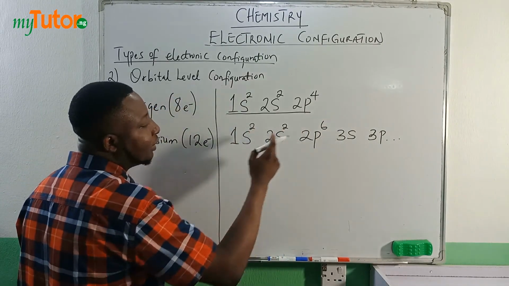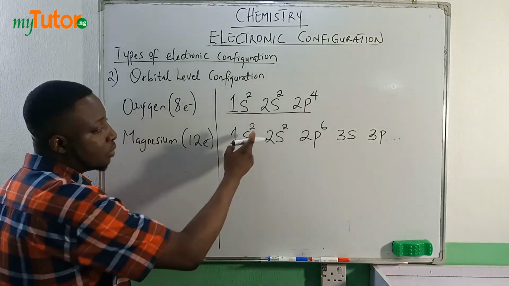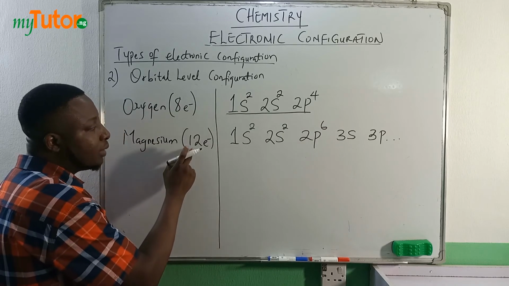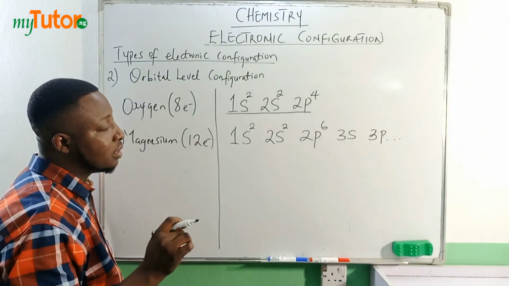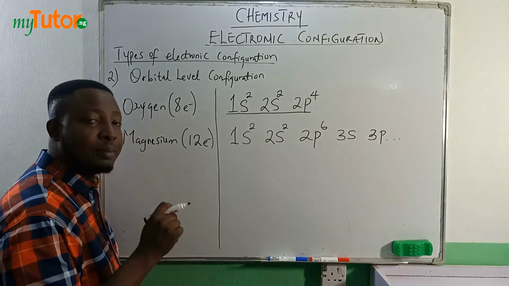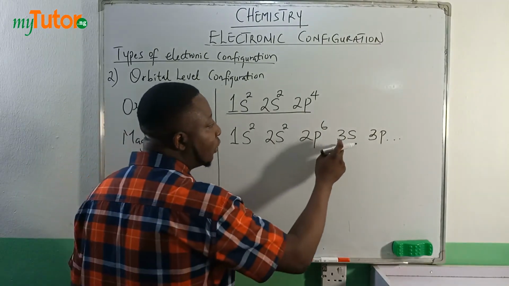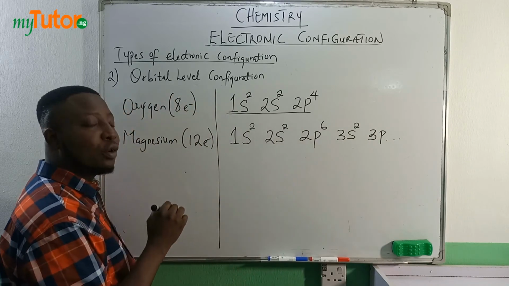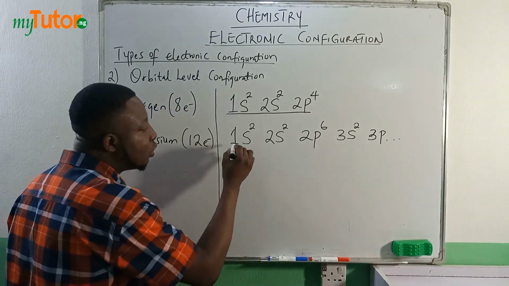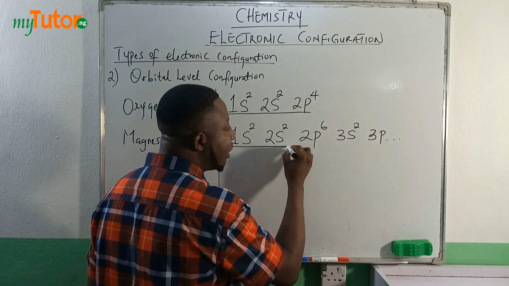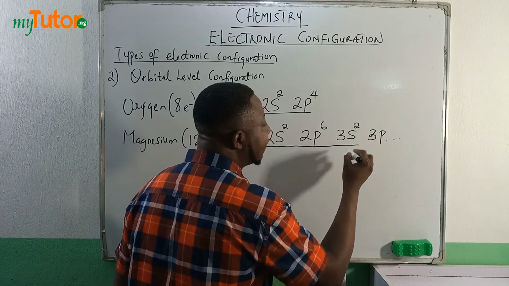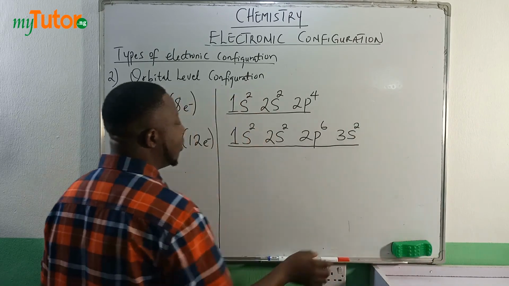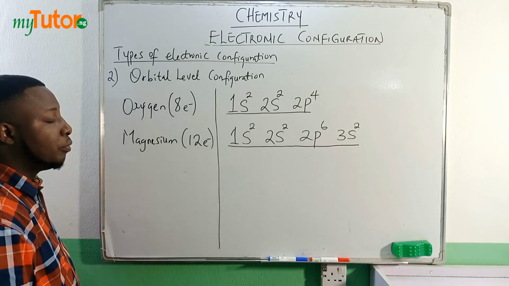So far we have added 10 electrons. That's 2 plus 2 is 4, plus 6 is 10. And if we subtract 10 from 12, that will give us 2 as the remainder. Now it means that the 2 remaining electrons will be added on the 3s orbital. So the orbital level configuration of magnesium is going to be 1s2, 2s2, 2p6, and 3s2. So the 3p will not be included in the orbital level configuration of magnesium.